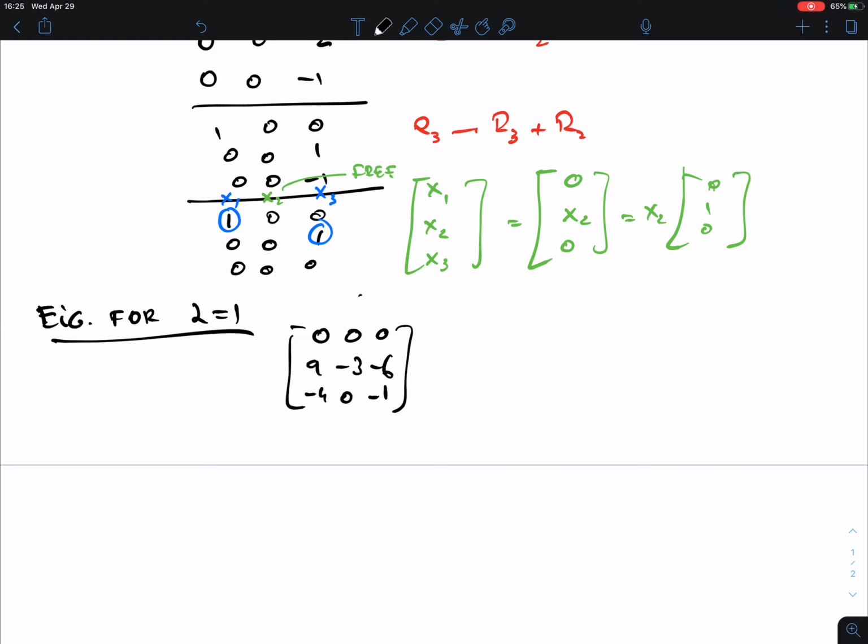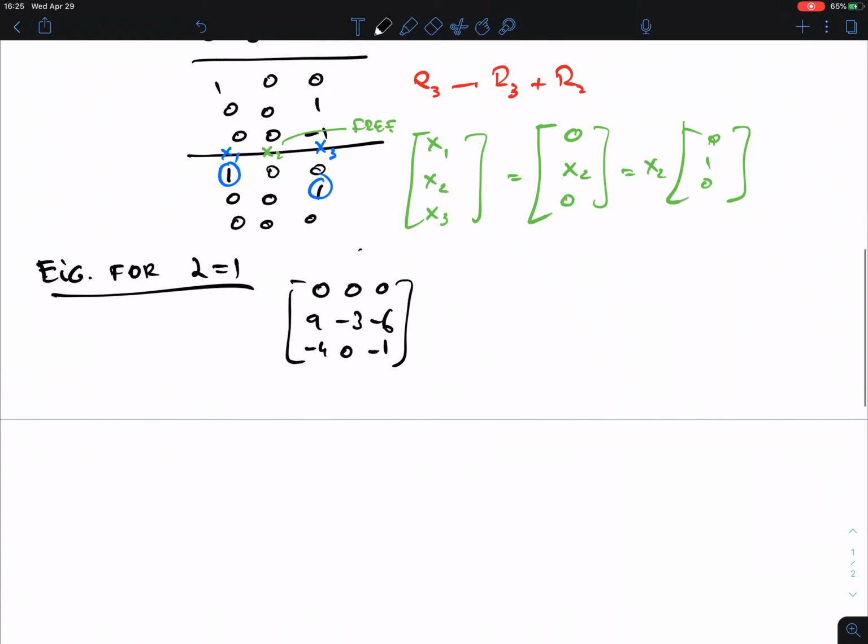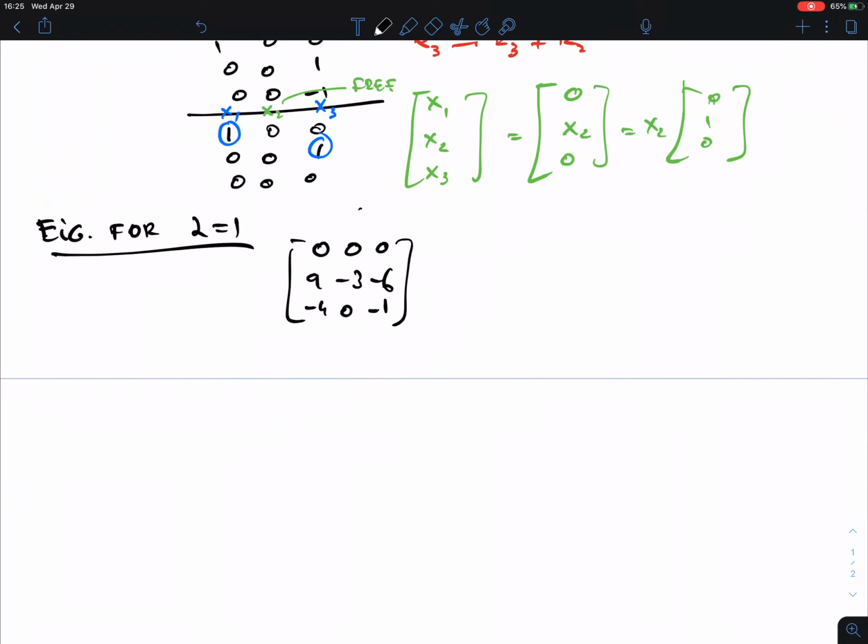Okay, good. It's a little bit annoying here. We're going to have to do fractions, I think. I don't see how to get a 1 without getting a fraction. First of all, we should move at least one of the rows up. So I'm going to exchange row 1 with row 3. So I get negative 4, 0, negative 1. And I get 9, negative 3, negative 6, and then 0, 0, 0.